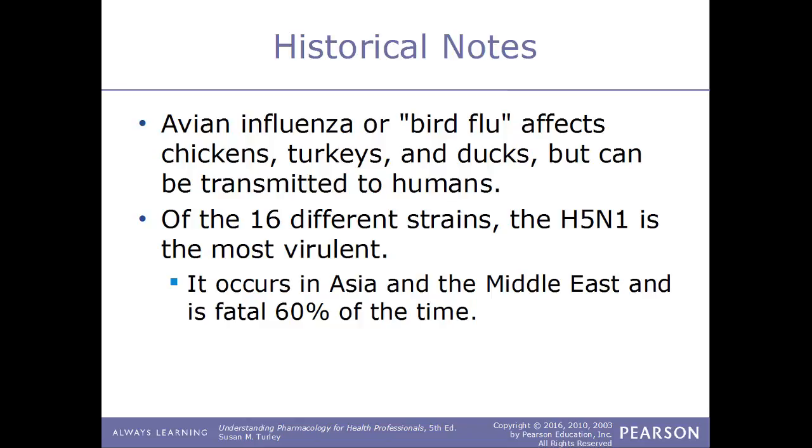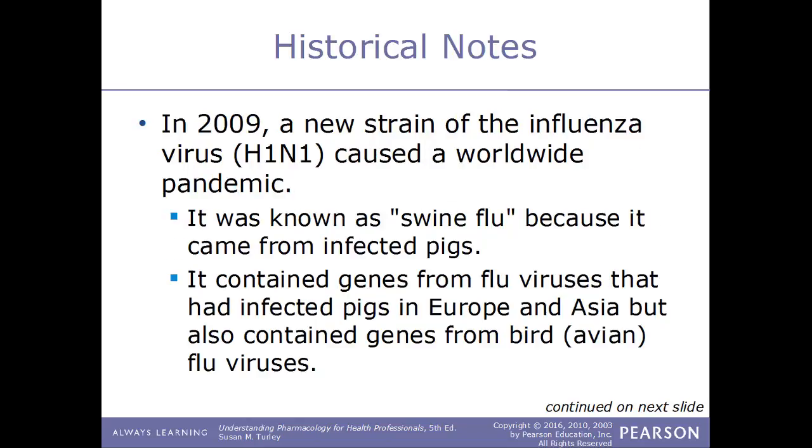Of the 16 different strains, the H5N1 is the most virulent. This occurs in Asia and in the Middle East, and is fatal approximately 60% of the time. In 2009, a new strain of the influenza virus caused a worldwide pandemic. This was H1N1. This was known as swine flu because it came from infected pigs.